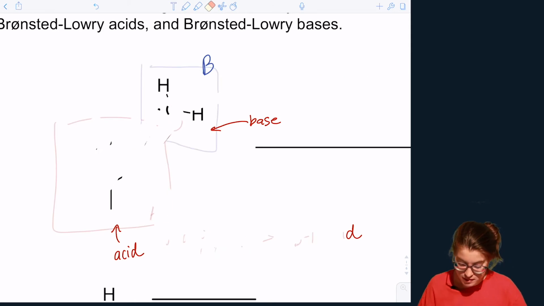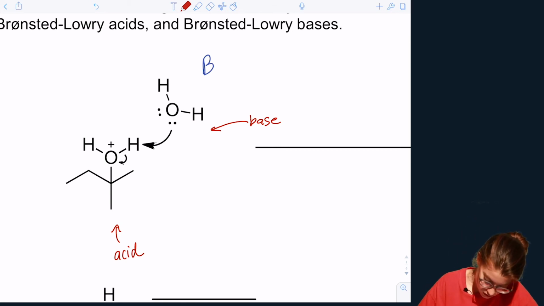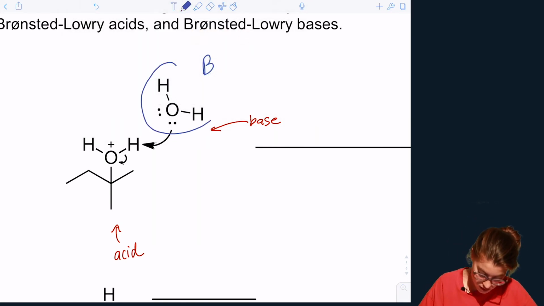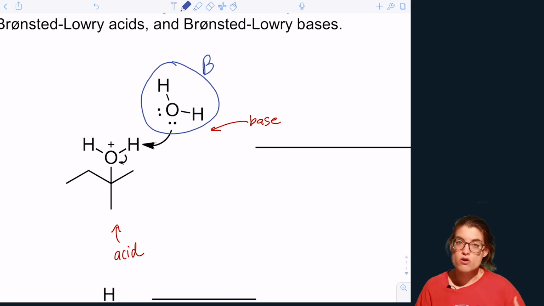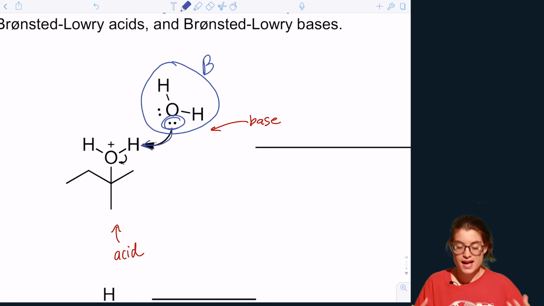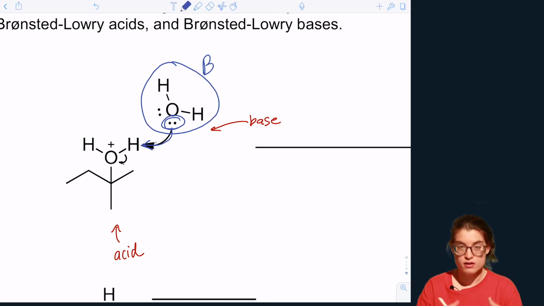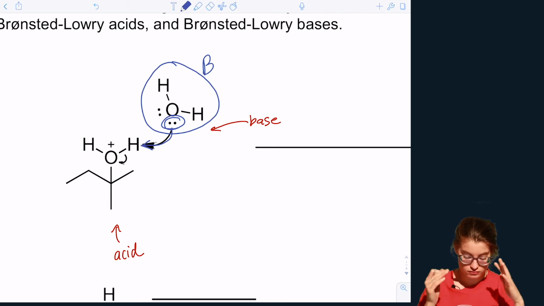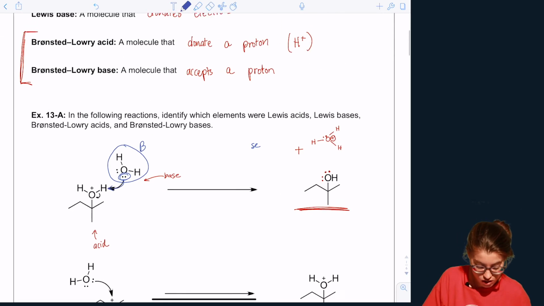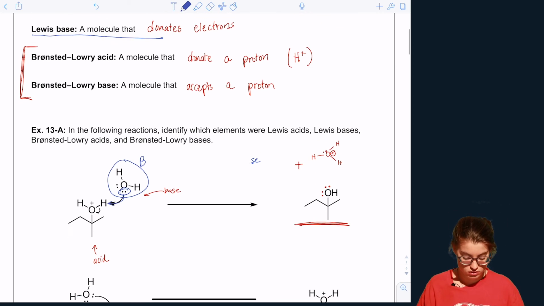Just by looking at who donated and who accepted a proton. But instead, let me not focus on the protons, let me focus on the electrons. So notice this water molecule that's grabbing the proton. In order for it to grab that proton, it had to use its electrons to go grab it, okay? In other words, it had to take its lone pair and donate it to the proton to grab a proton, okay? And that follows the definition of a Lewis base, a molecule that donates electrons.